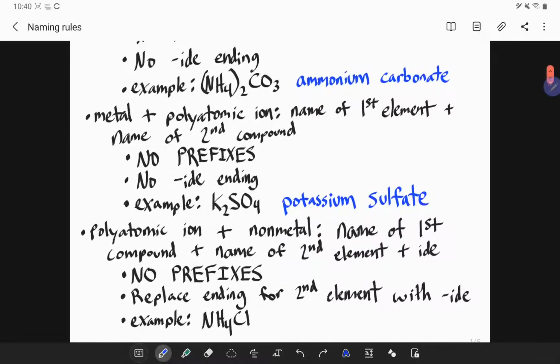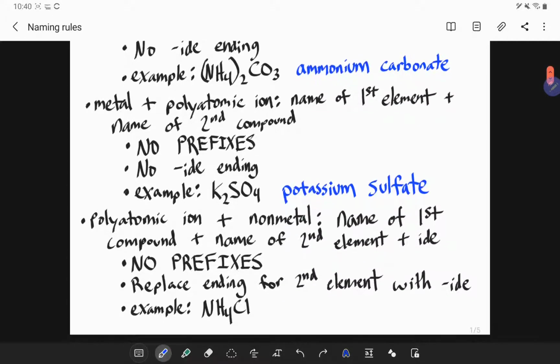Next, things are going to get slightly more complicated, but still incredibly reasonable. We have a polyatomic ion bonded to a nonmetal. How do we name this? Well, we are still not going to use prefixes. We are never using prefixes for ionic compounds. That is one of our rules. For ionic compounds, no prefixes, almost ever. Never in this class, at least. And then we are going to do one small extra thing here: we are going to replace the ending of the second element with IDE.